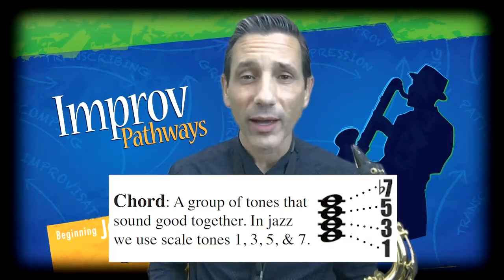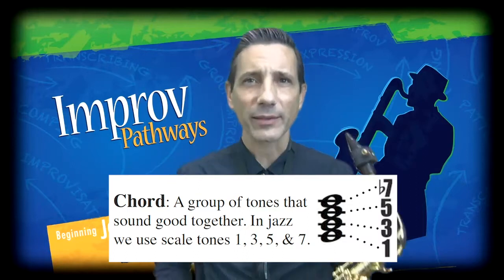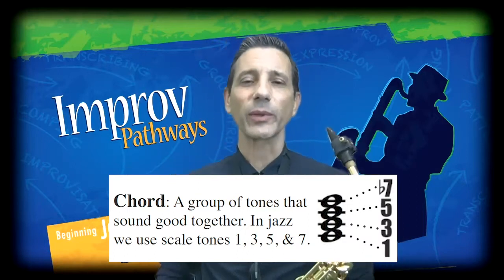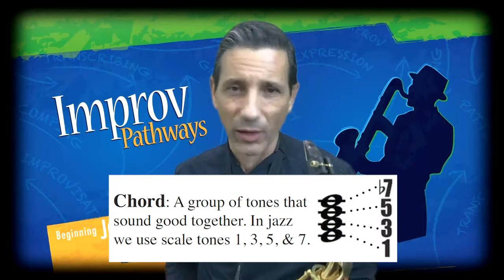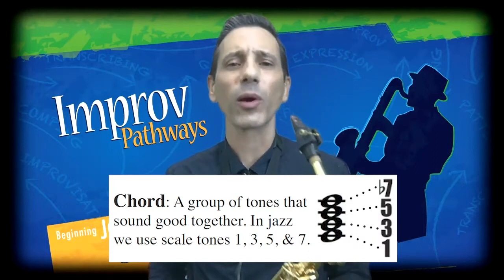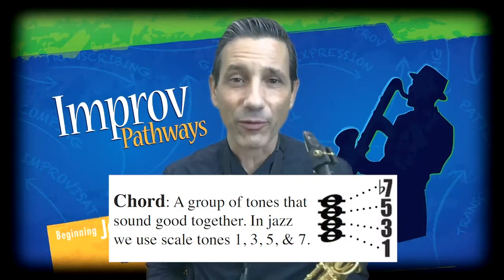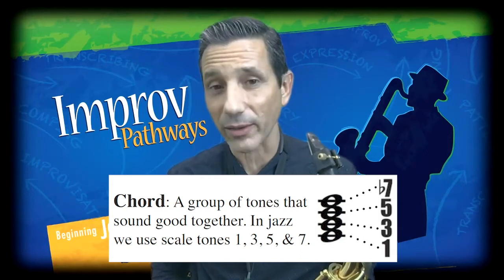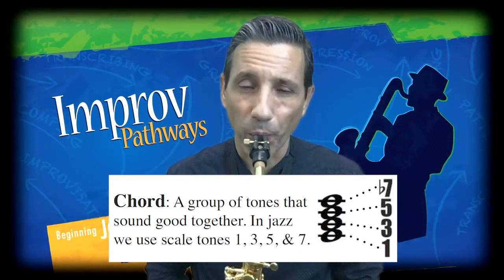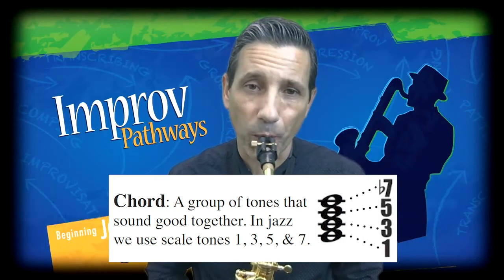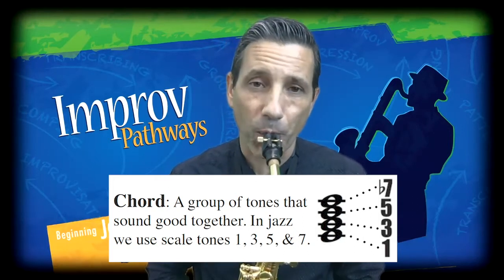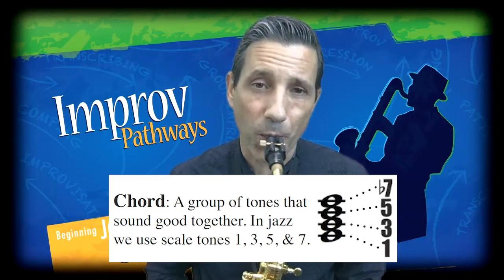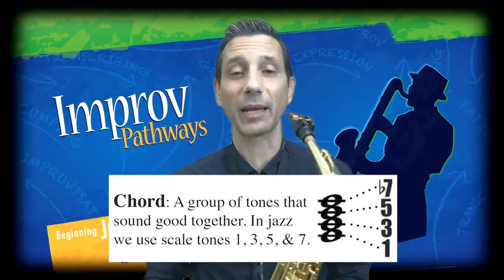Let's jump right into some vocabulary here. The first one is chord. A chord is a group of tones that sound good together. Now in jazz, we use 1, 3, 5, which is common. All classical music uses 1, 3, and 5. But we're also going to use the 7th, okay? And for now, we're going to teach you to use the flat 7th. So here are the chord tones. 1, 3, 5, flat 7, and when we play them at the same time, it sounds like this.